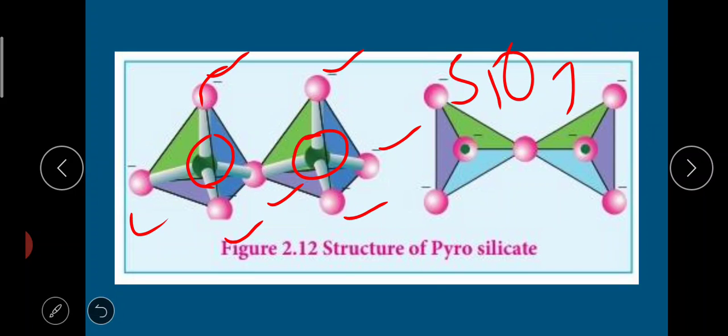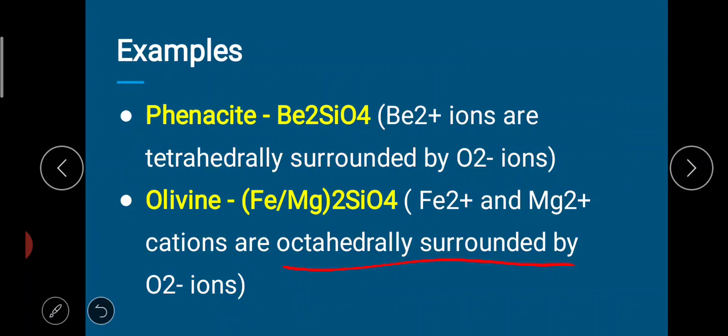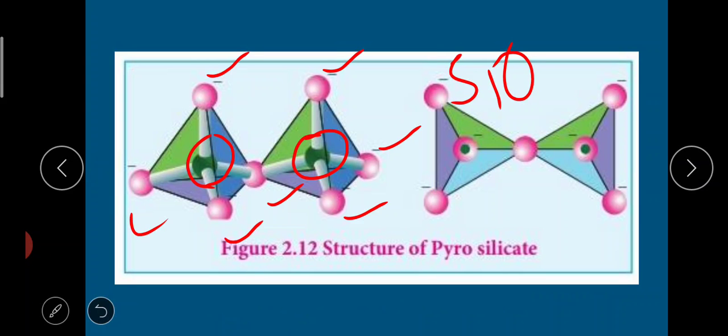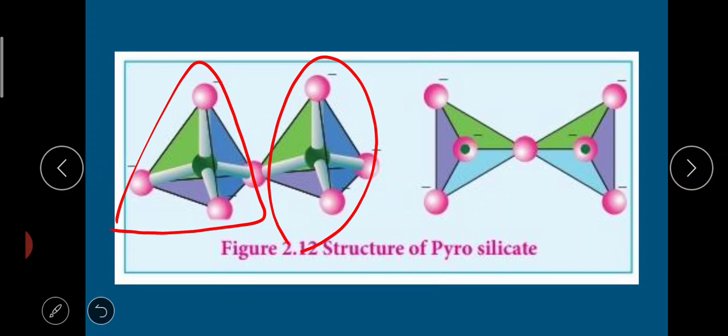As you can see here, you have two tetrahedron units. This is one tetrahedron and this is the other tetrahedron. They are joined together by one oxygen atom which will not carry any charge. So that is why Si2O7 6 minus, and the example is thortveitite.